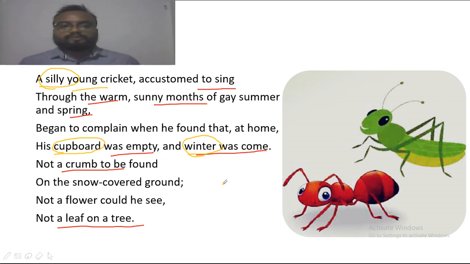So now he began to complain. There was not a crumb to find. It means there was nothing that he found on the snow covered ground, everywhere; the whole area was covered with snow. He could not find anything, and the snow, it means the cold, the winter was at its peak. It was too cold, and the whole area was covered with snow, and therefore he could not find anything to eat and anything to protect himself from the severe cold.